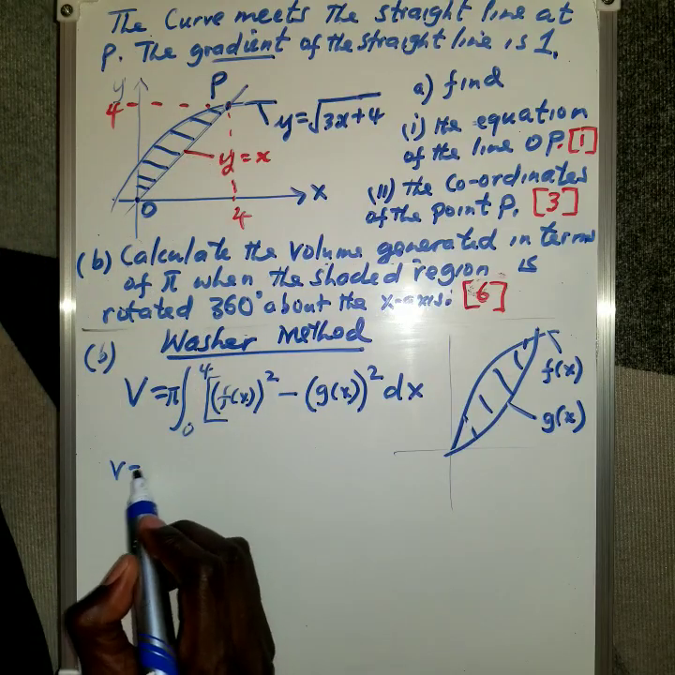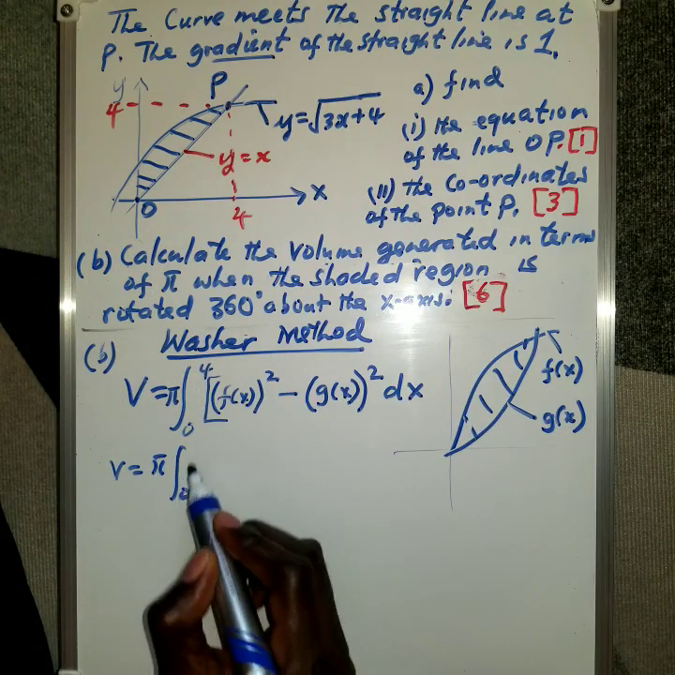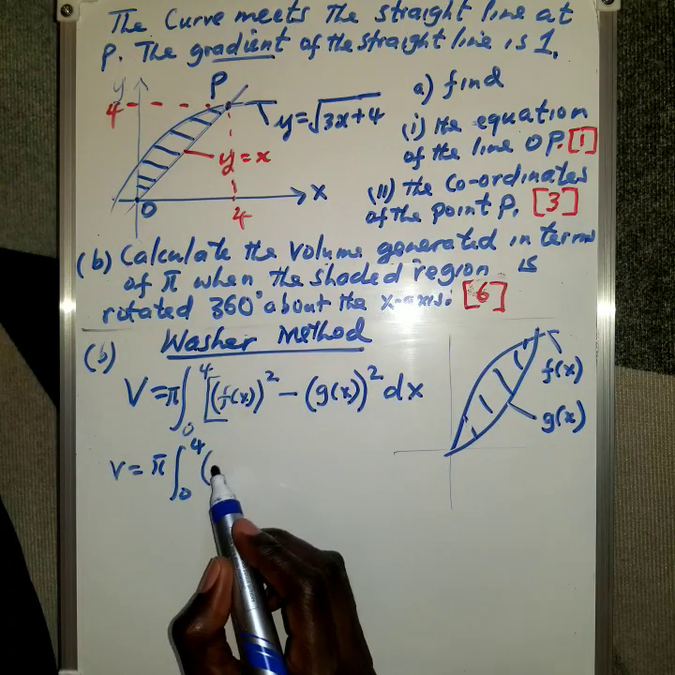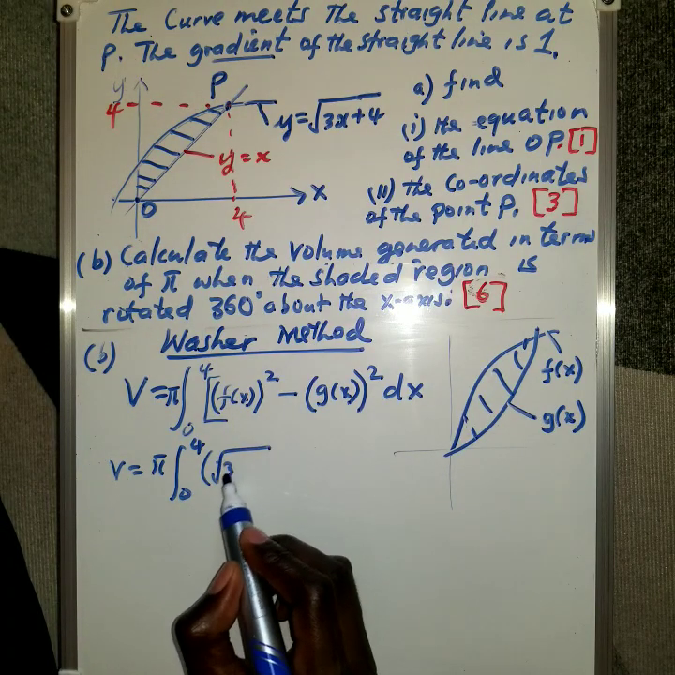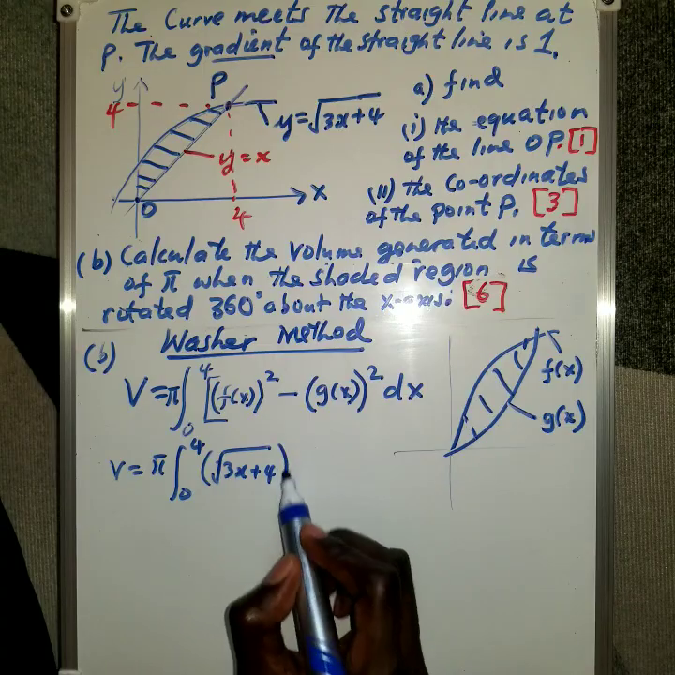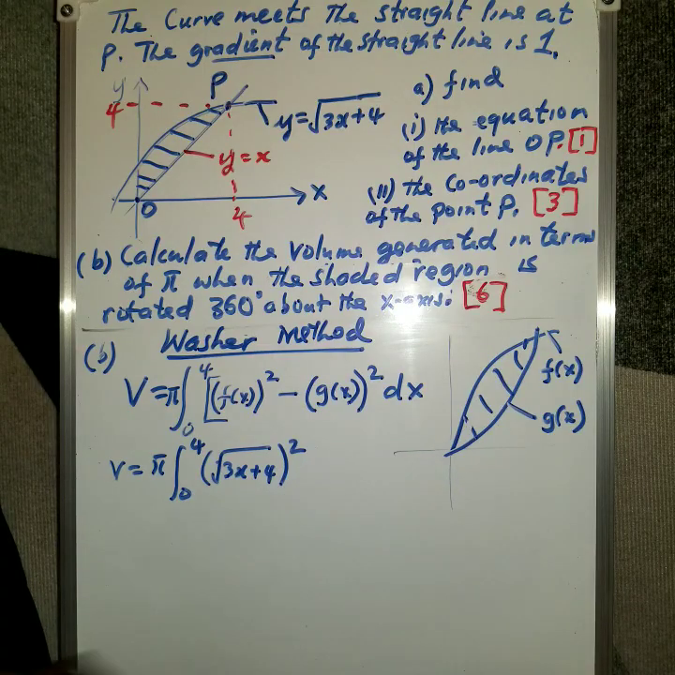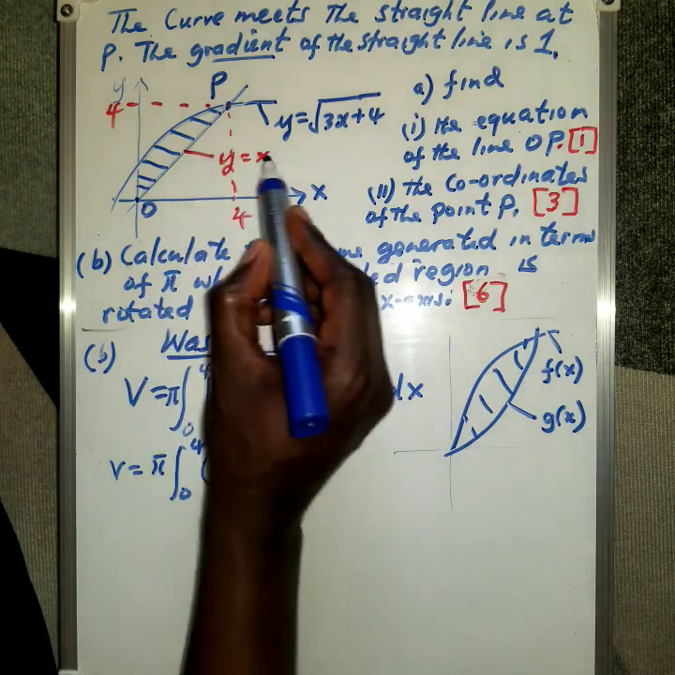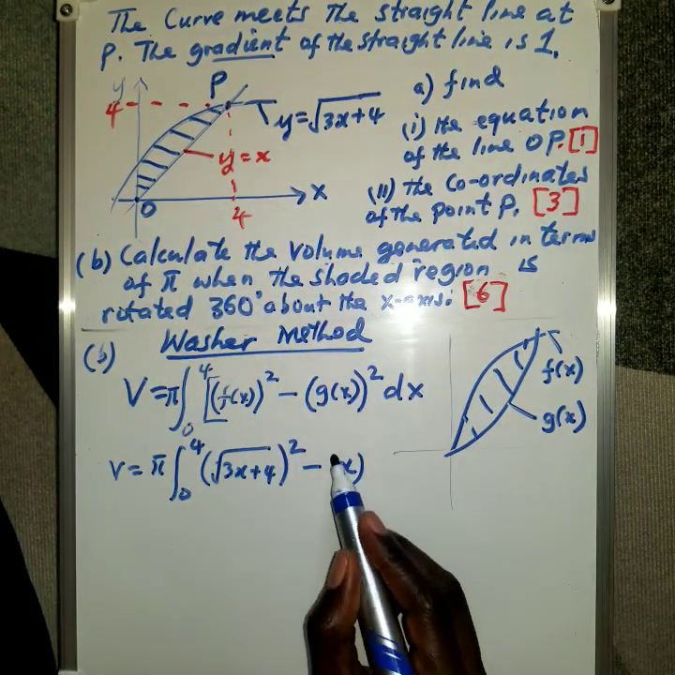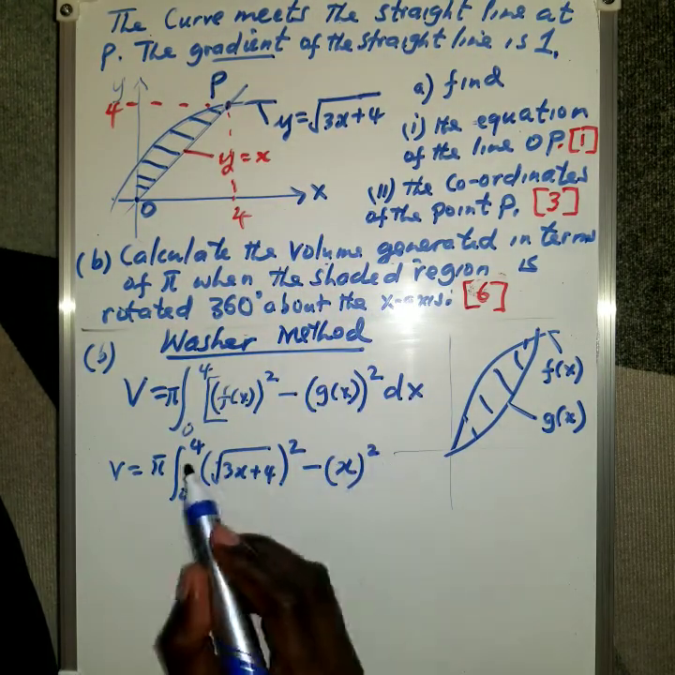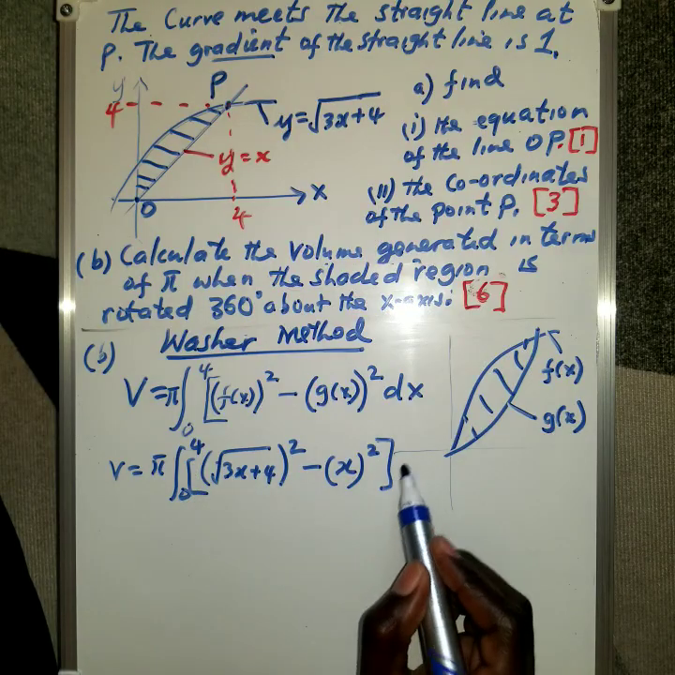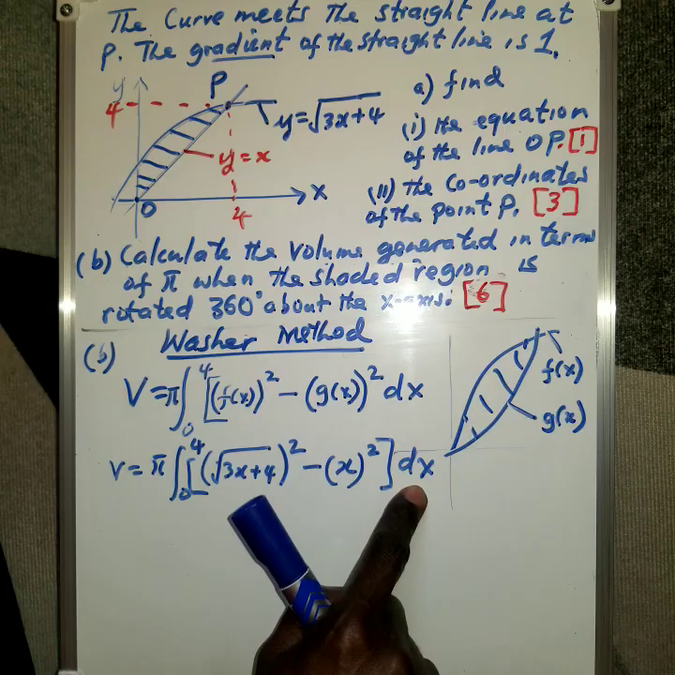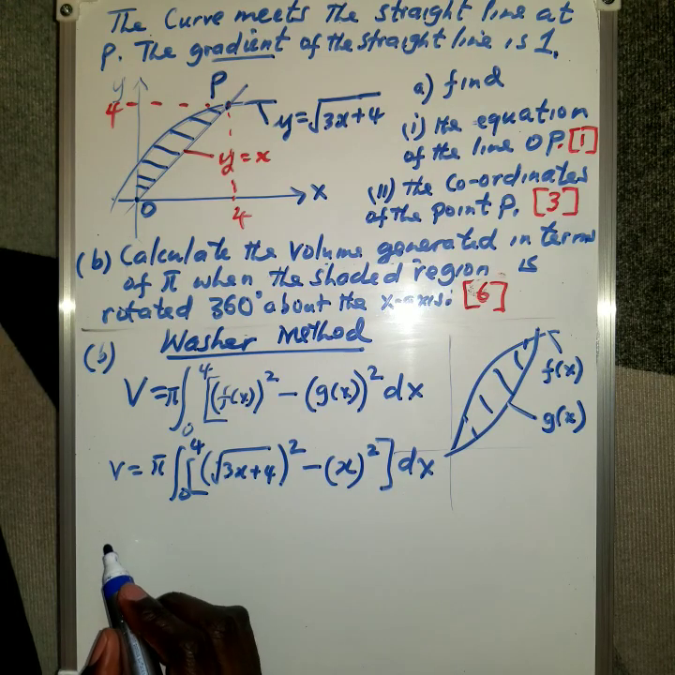So in simple terms, from 0 to 4, which one is the upper function? It is simply the square root of 3x plus 4, raised to the power 2, minus, again you get the lower function, which we found, y is equal to x, so it will just be x, but this raised to the power 2. Whatever we get from here, we integrate with respect to dx. That's what we mean. Hopefully you followed that one.